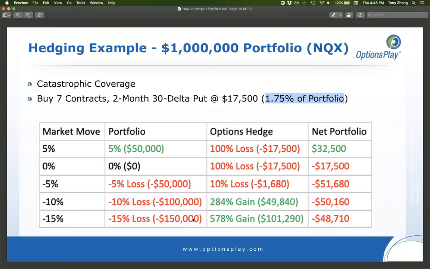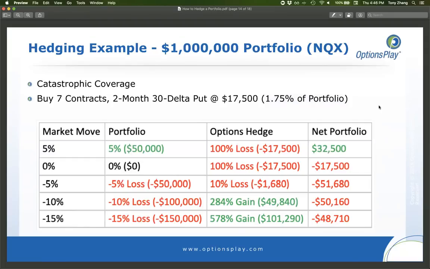So if I lose another $50,000 as the market moves 15% lower, I'm going to gain $100,000 back on my put option, which again brings my net loss to about $50,000. So my losses are capped at roughly $50,000, no matter if the market goes down 15% or 20% or 100%. My risk is limited to about $50,000 out of my $1 million portfolio. Not a bad result, in my opinion, if the market really does sell off significantly over the next 3 months.